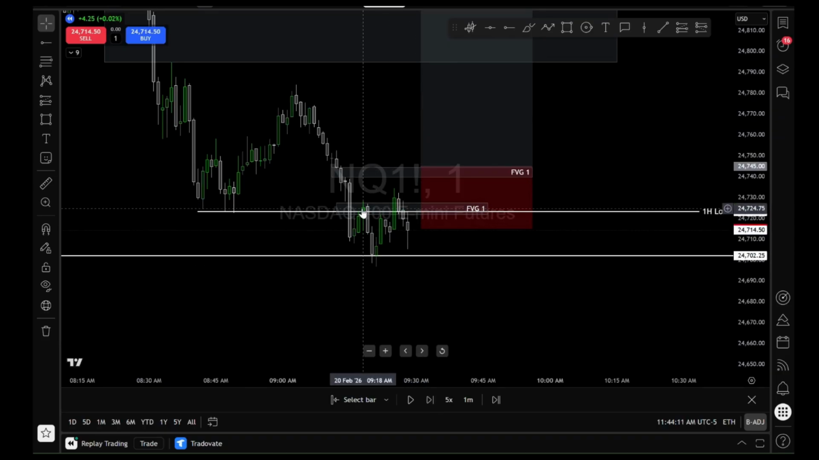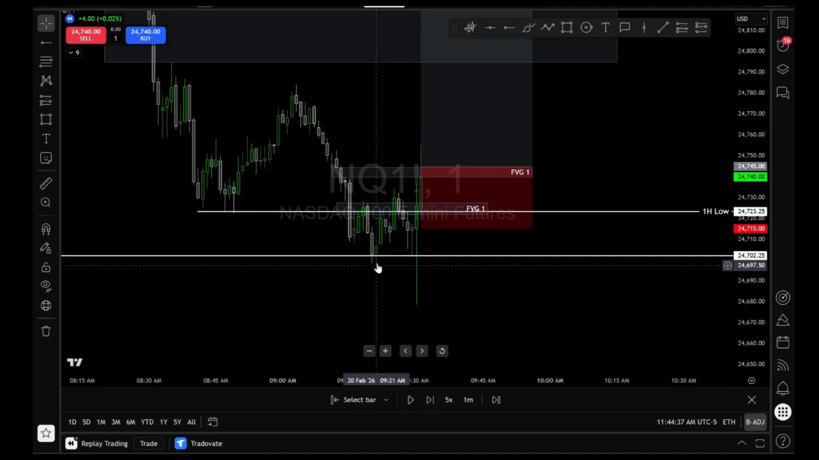Okay, as you can see, this fair value gap gets filled. We come back down, we sweep sell side liquidity, comes up, fills it again. We got the inversion, but like I said, we are still too close to New York session open, so I'm going to ignore that trade.